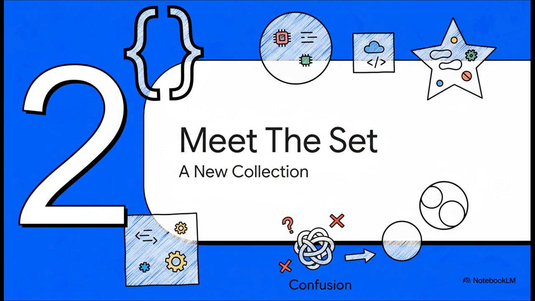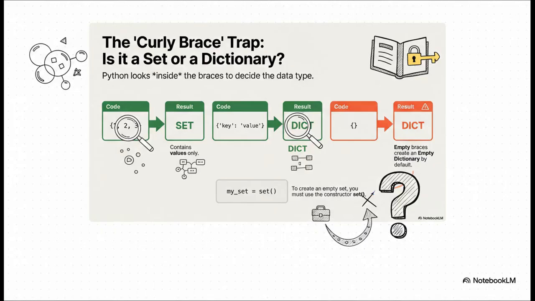But wait, before we get into what a set is, we really need to clear up one of the most common points of confusion for anyone starting out with Python. This is super important. Okay, so here is the first potential trap for beginners. I call it the curly brace trap. See, both sets and dictionaries use these curly braces. Okay, so how in the world does Python know which one you mean?